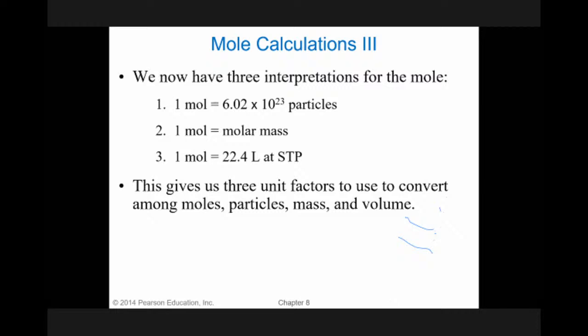The second interpretation is 1 mole is equal to molar mass. So 1 mole to the molar mass, or molar mass to 1 mole. The third one is 1 mole to molar volume, at STP. So this gave us 3 unit factors to use to convert among moles, particles, mass, and volume. I want you to take a note of that. Very important. Everybody have that in the question? Be able to do the conversion.